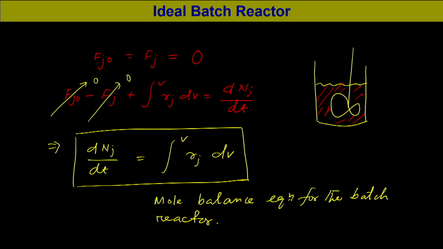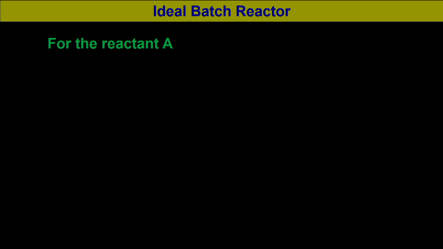Now, if we consider reactant A, for reactant A we can write the moles NA would be equal to NA0 minus NA0 XA. While writing this, we have considered a general reaction A to B. So, the conversion is XA. So, this would be NA0 into 1 minus XA.